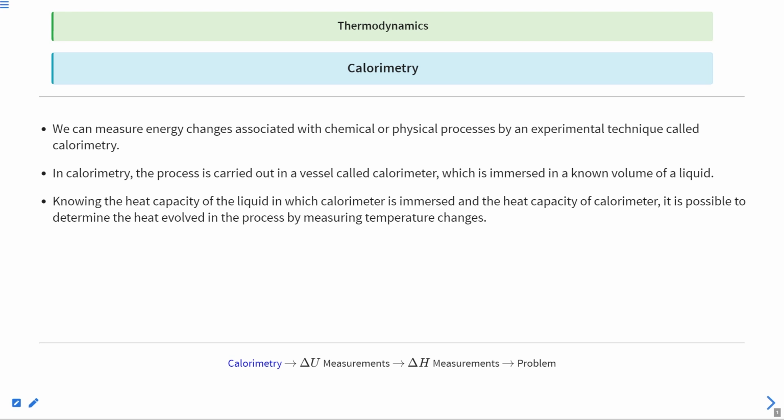Further, we also know that QV is equal to CV delta T, where CV is the heat capacity at constant volume, and CP is the heat capacity at constant pressure. So we can directly relate delta U is equal to CV delta T and delta H is equal to CP delta T. These two formulas are very important. Now using these two formulas, we have derived a very important formula, which is CP minus CV is equal to R.